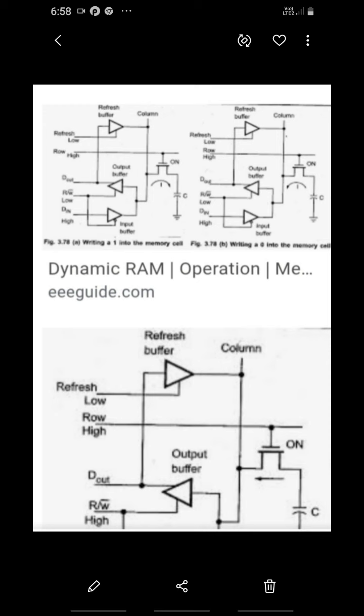When the read or write line is low, the input buffer is enabled and the output buffer is disabled. When the read or write line is high, the input buffer is disabled and the output buffer is enabled. With this basic information, let us see the read, write, and refresh operations.